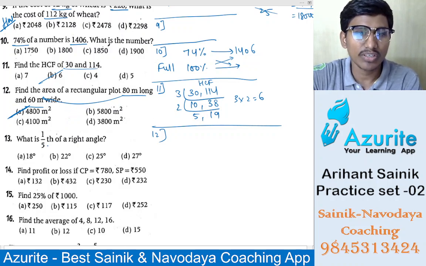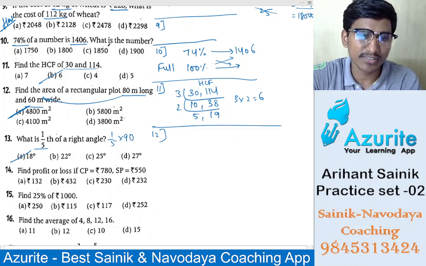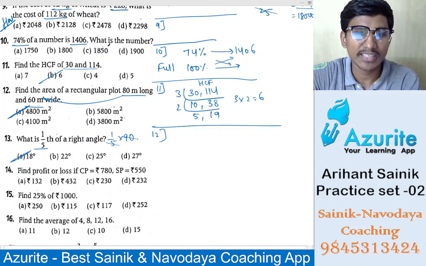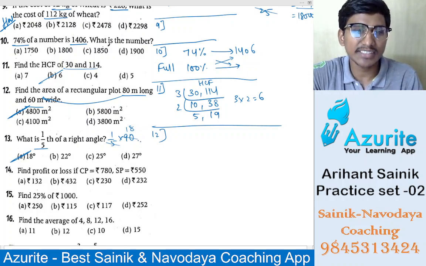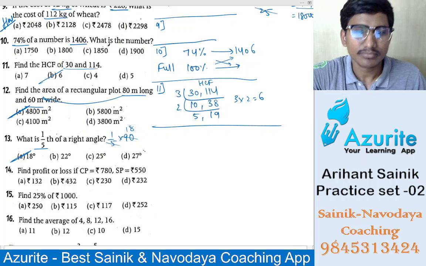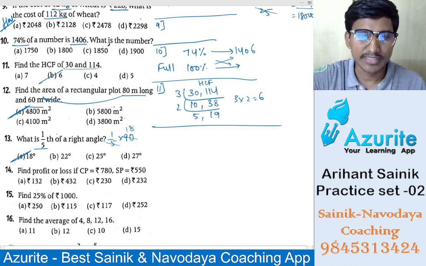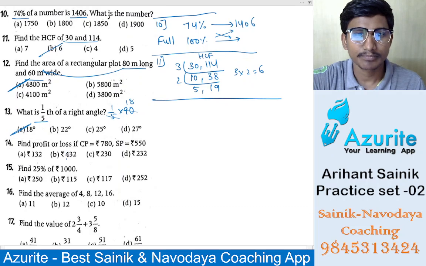Okay. So 1/5 of a right angle. 1/5 of a right angle means 1 by 5 into 90 degrees. It will be how much? 18 degrees. Because we have to divide 90 by 5, 5 18s are 90. Isn't it? Yes? 5 18s are 90. Now 14th question.